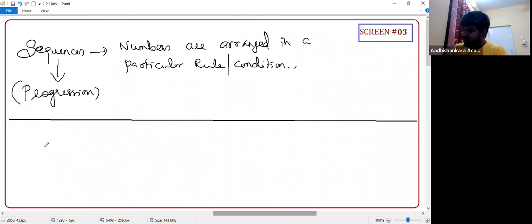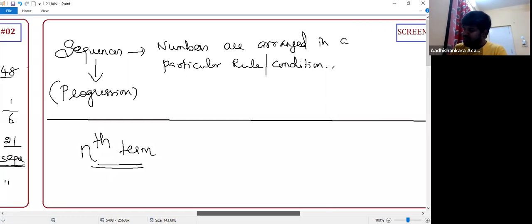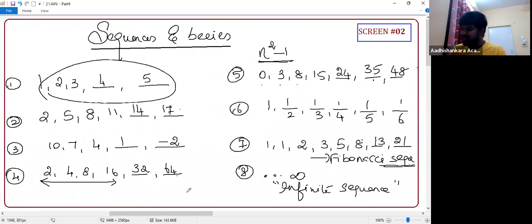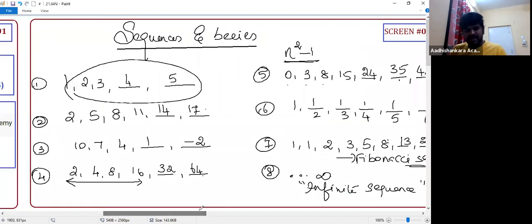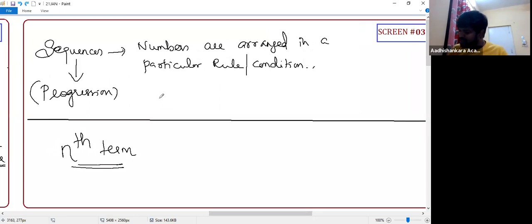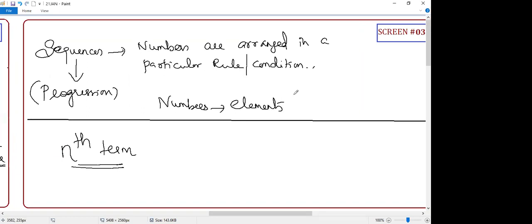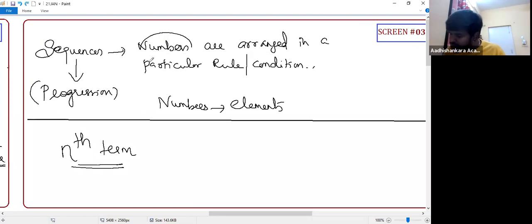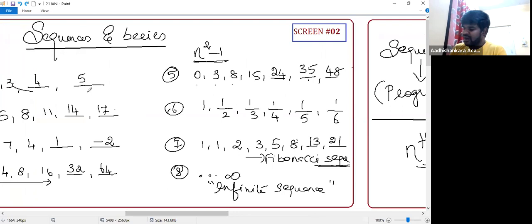Guys, the general rule is called the nth term. Anyone can tell me what is the general term here? The nth term, guys. I wanted to say one more thing. The numbers arranged, what are these numbers called? They are called elements. Numbers are arranged in a particular order. These numbers are called members or elements of the sequence. Guys, are you clear?